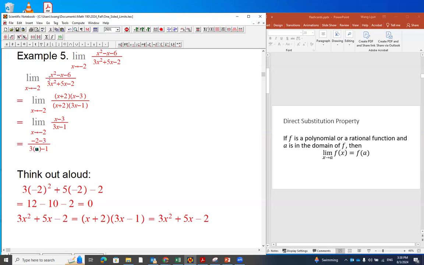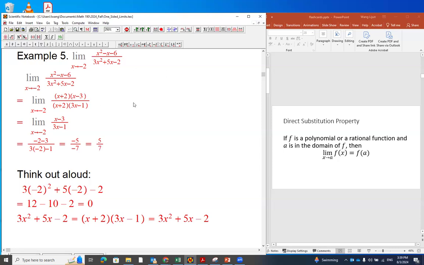Replace by -2, and then you reduce it. The top is -5, the bottom is -7. So -7, right? The answer is +5/7.